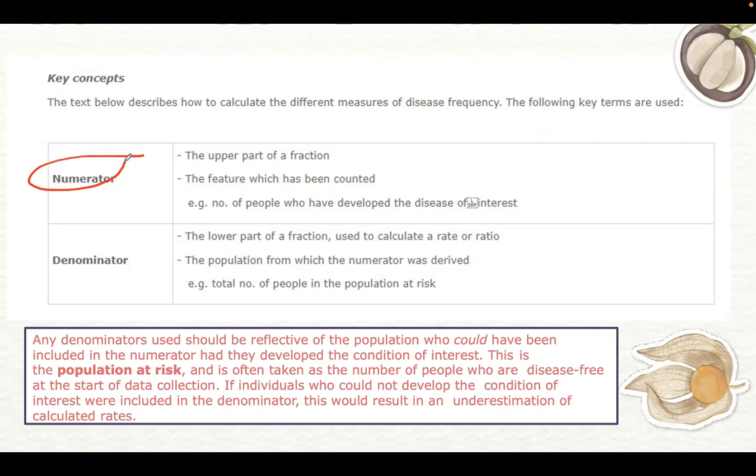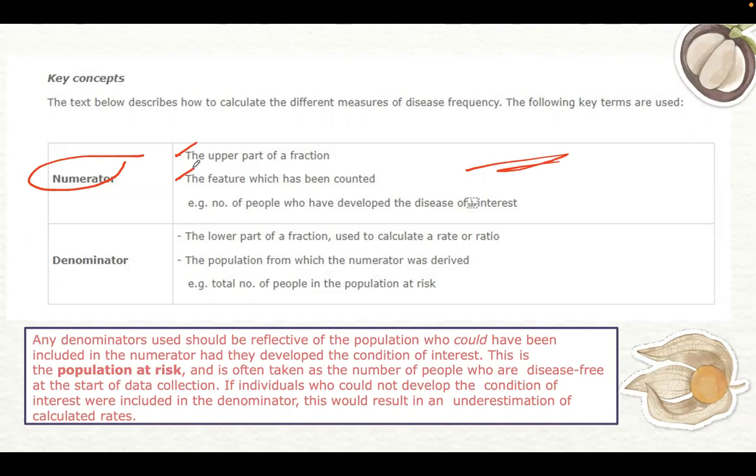The numerator is the upper part of the fraction, and it is the feature which has been counted. Again, your numerator is the one that possesses the characteristic or has the disease or the specific illness. That is your numerator. So what are the examples of your numerator? Number of people who have developed the disease of interest.